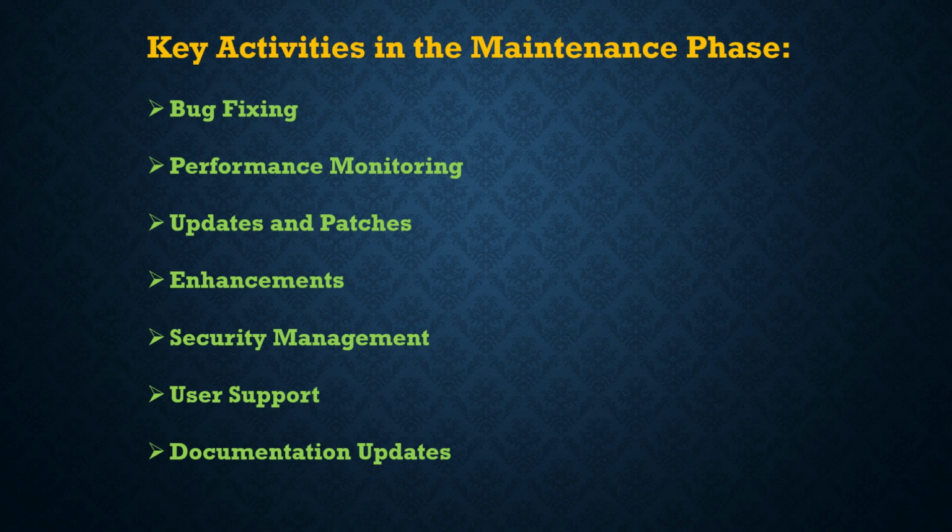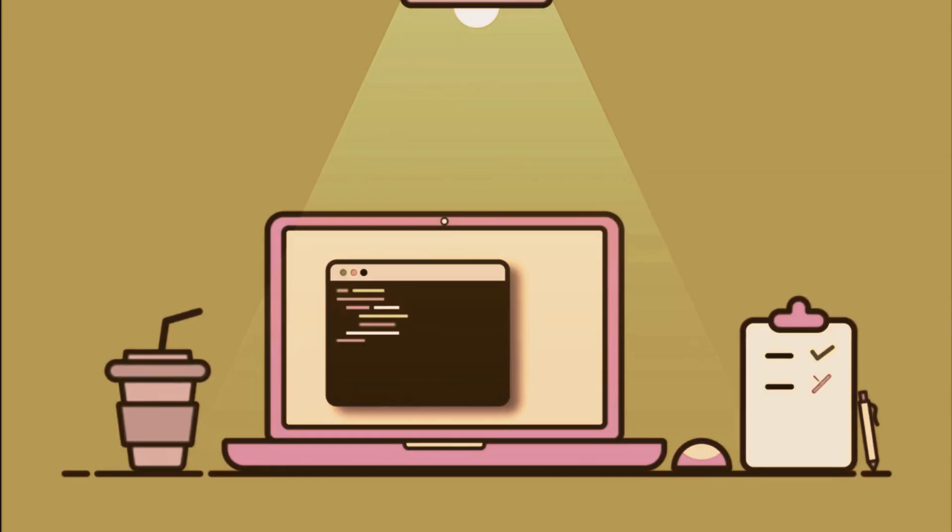Security management. Ensuring the software remains secure by addressing any vulnerabilities, applying security patches, and monitoring for threats. User support. Providing ongoing customer support to address issues, answer questions, and assist with troubleshooting. Documentation updates. Updating technical documentation and user manuals to reflect changes, new features, or fixes in the software. These activities ensure the software remains reliable, functional, and aligned with user needs throughout its lifecycle.